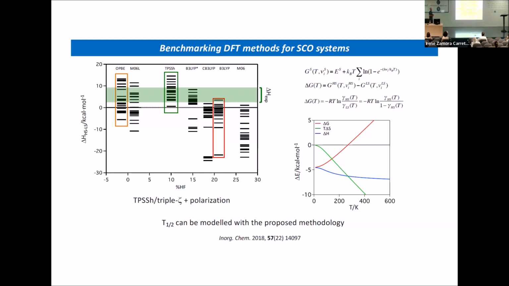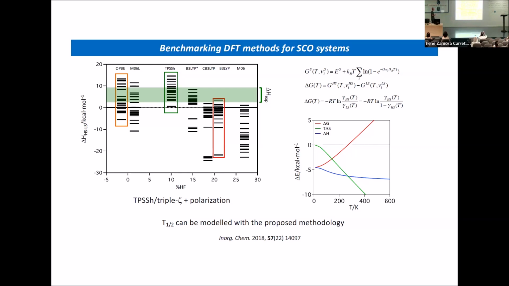So what do I want to say with that? That in general, TPSSh with a triple zeta basis set with polarizations seems a reasonable method of choice for the calculation of spin state energy gaps, but for some particular problems, if you want to be more quantitative towards a specific system, OPBE or B3* may very well outperform TPSSh. But in general, it seems that it provides a reasonable window of energies.